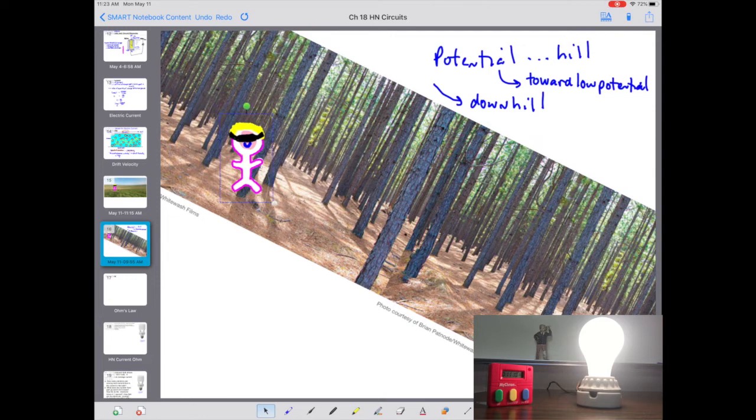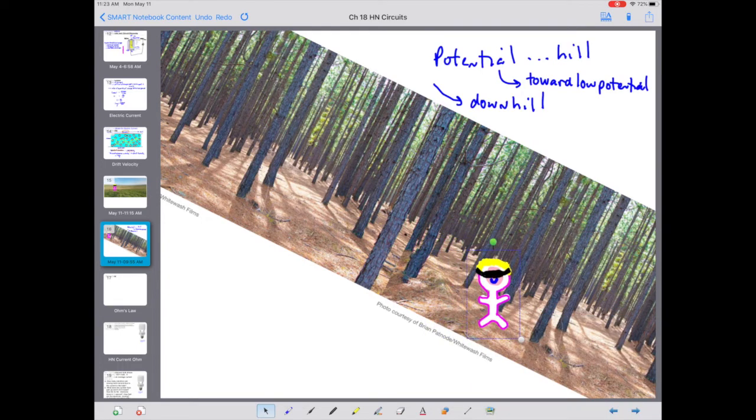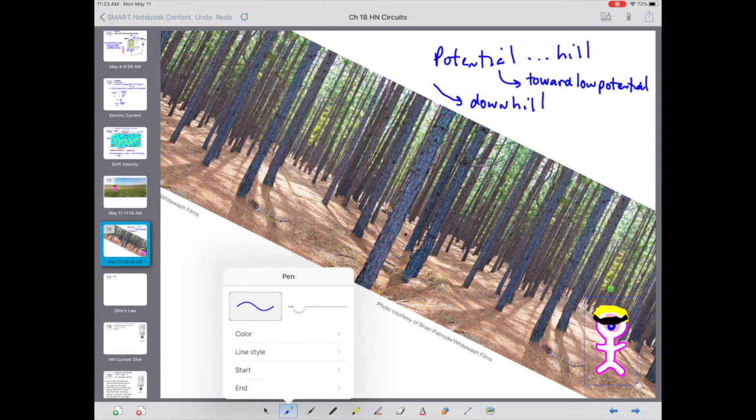Wham, they run into a tree. They bounce off. Wham, they run into another tree. They bounce off. Boom, another tree. And they keep running into tree after tree after tree, and it takes them quite a while to get down to the bottom of the hill. An electron does not move very fast in a wire because there are so many atoms in the way. They just keep running into thing after thing. Okay, and then they get to the bottom. They get to the low potential end of the battery. And then what happens?